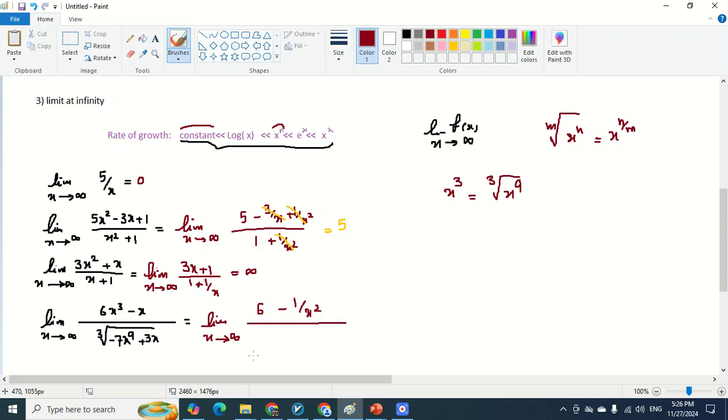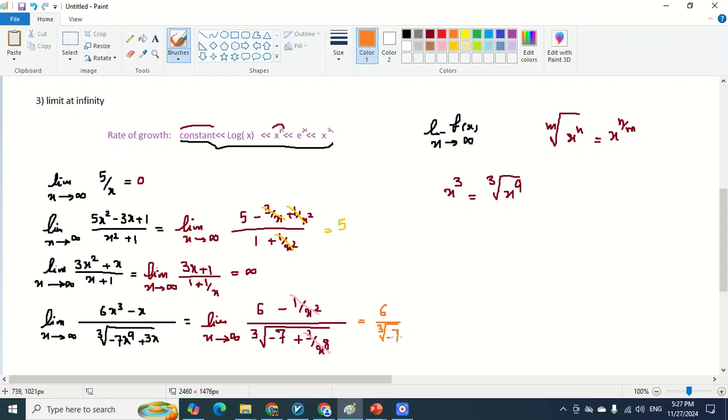So I should divide the terms under the roots by x to the power of 9 to do the same thing. The third root remains over here. We have minus 7 x to the power of 9 over x to the power of 9, which will be 1, and we have 3 over x to the power of 8. As you can see, 1 over x squared tends to 0 and 3 over x to the power of 8 also tends to 0. The remaining things at the end of the day will be 6 at the numerator, and at the denominator the third root of minus 7, indeed.